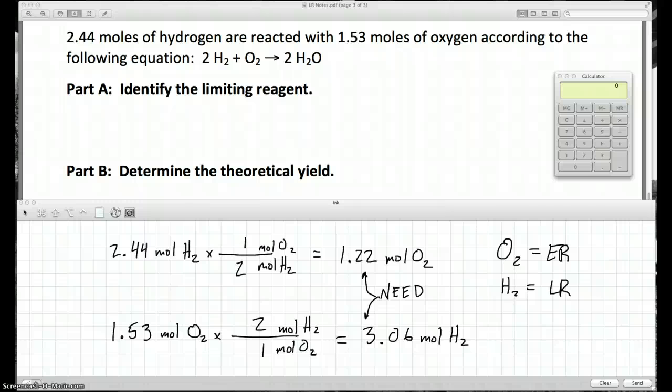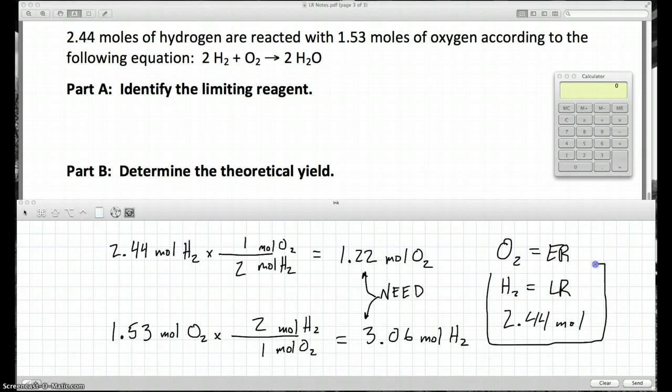Okay, so this is where we left off the last video. We determined that H2 is our limiting reagent, and we have 2.44 moles of H2. So what I recommend, if you're doing this on paper, is circling 2.44 moles in the original question and putting LR by it to show that you know that 2.44 moles of hydrogen is the limiting reagent.